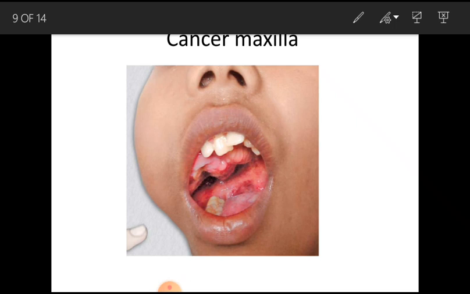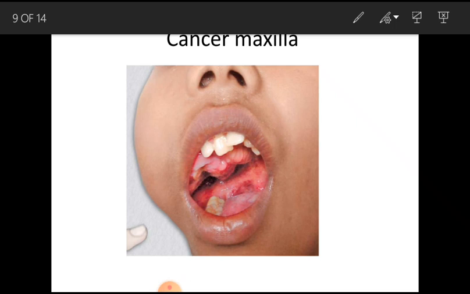What is the treatment of cancer maxilla? Total maxillectomy and replacement with a maxillary prosthesis to avoid facial deformity. Block neck dissection of the cervical lymph nodes. In late cases, radiotherapy. This is the cancer maxilla.